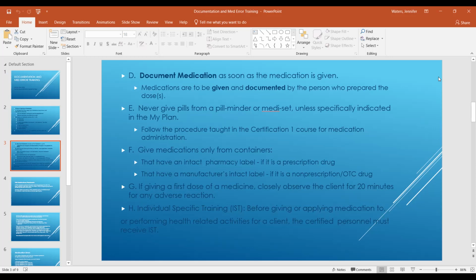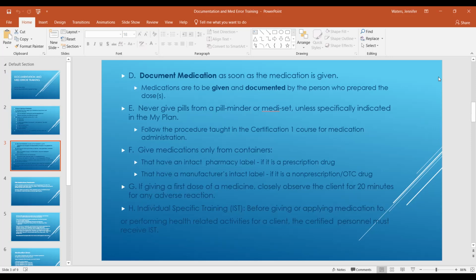Never give pills from a pill minder or MediSet unless it is specifically indicated in the MyPlan. And you're going to follow the procedure that was taught in the Certification 1 course for the medication administration. That's the 14-hour course that you all took. When you give medications from the container, make sure it has an intact pharmacy label if it is a prescription drug, and that it has a manufacturer's intact label if it is an over-the-counter drug or non-prescription.